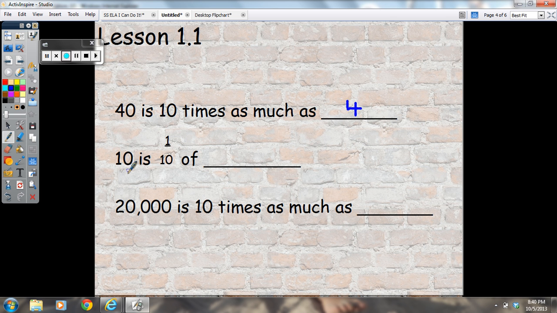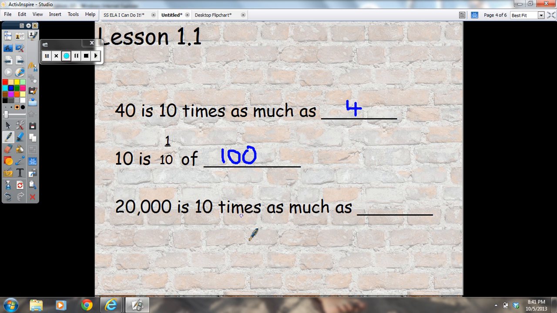Let's take a look at this one here. 10 is 1/10 of this number here. So, this number here I know has to be larger than 10, because 10 is 1/10 of this number. It's only a part of this number. So if 10 is 1/10 of this number, I have to think, what divided by 10 would get me 10? I would take 100, and I would ask myself, 100 divided by 10, does that get me 10? And I know, of course, that it does. 100 divided by 10 gets me 10, so 10 is 1/10 of 100.